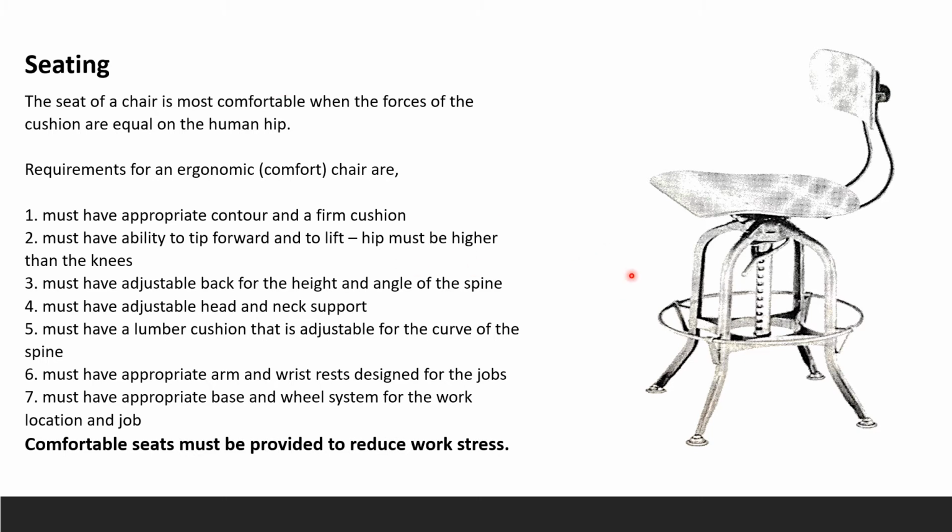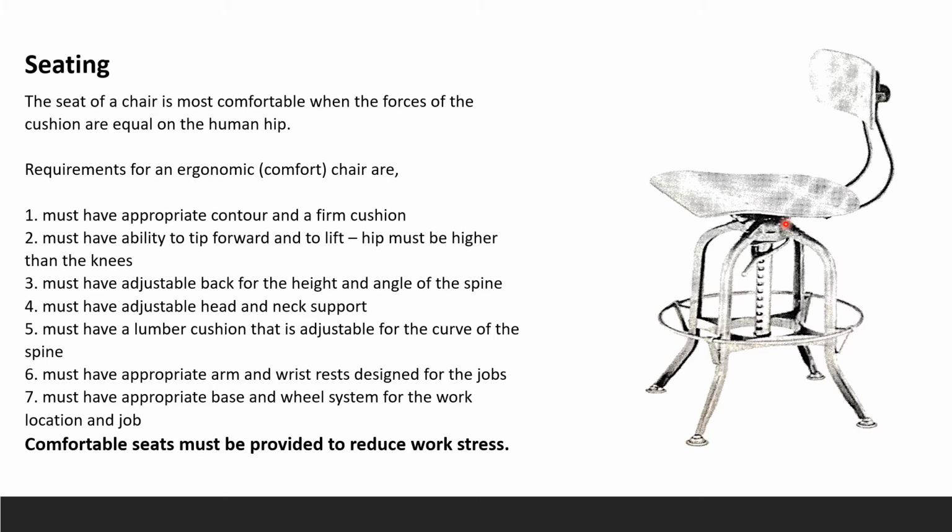Another consideration at your workstation design is seating. It's so important. The seat of a chair is most comfortable when the forces of the cushion are equal on a human hip. Okay, so this area is so important. So requirements for the ergonomic comfort chair: they must have appropriate contour and a firm cushion. They must have ability to tip forward and to lift, so hip must be higher than the knees. And they must have adjustable back for the height and angle of the spine.